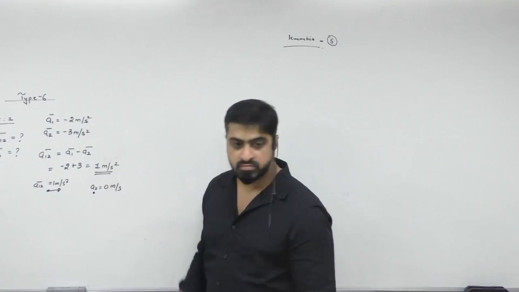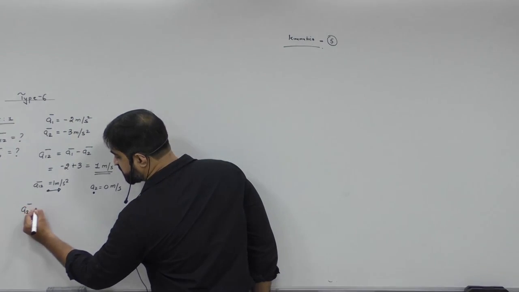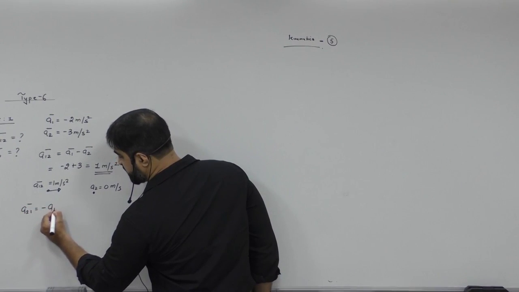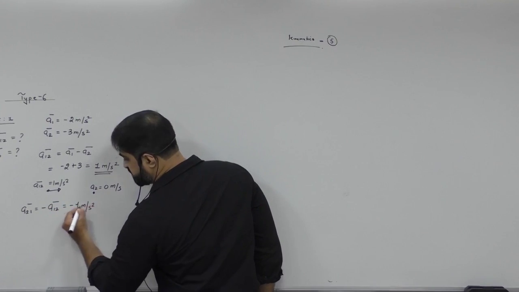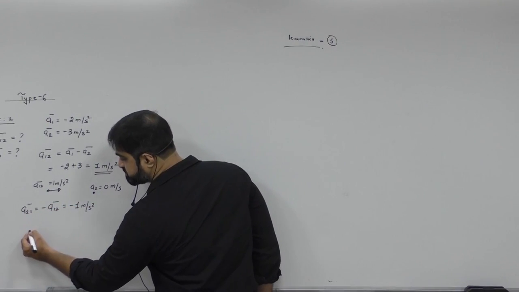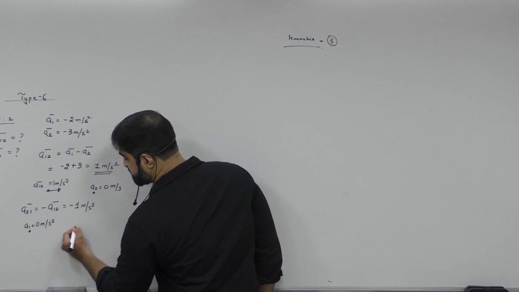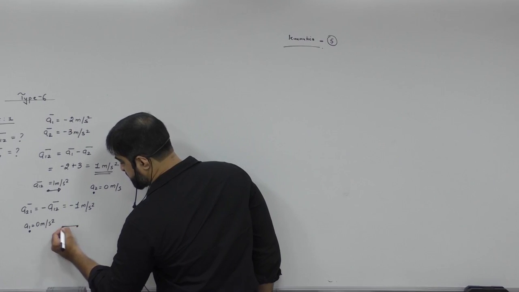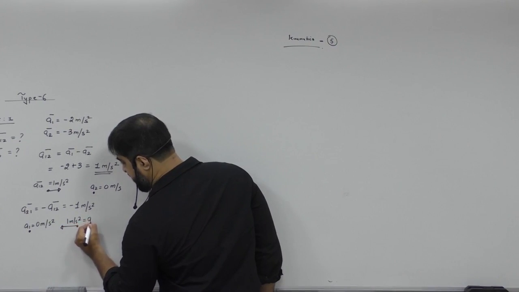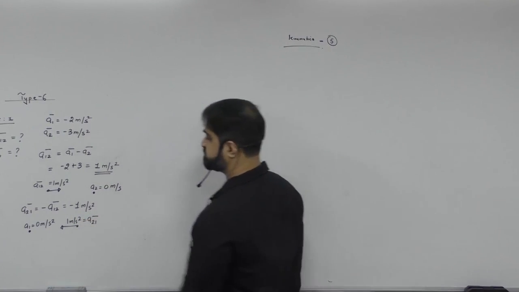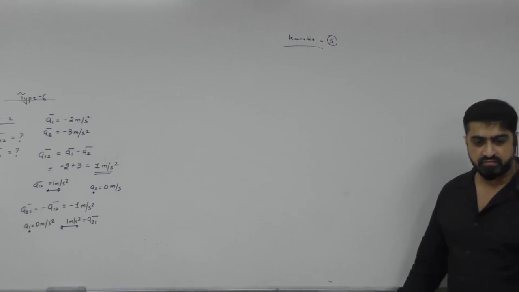This way. Can anyone tell me what will be A21 bar? A21 bar will be minus of A12 bar. That will be minus 1 meter per second square. That means who is assumed to be at rest? 1. And the second one is going there with minus 1, meaning 1 meter per second square towards the left. This is the acceleration of 2 with respect to 1. Getting it? Copy.